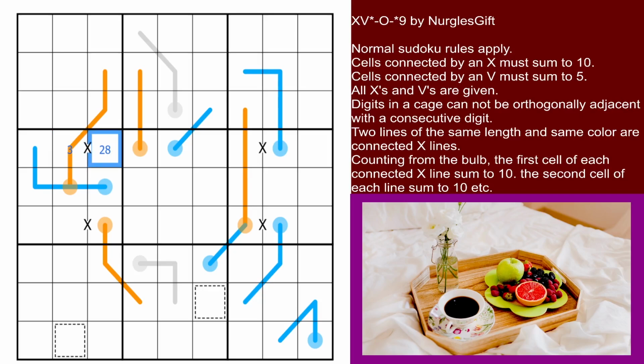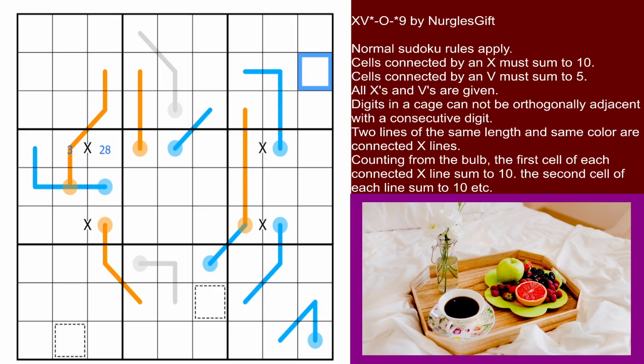Cells connected by a v must sum to 5. Similarly with x, there is a v, but I don't see any v around here. So what does that mean? All x and v's are given. That means that when there is no x in between two cells, they cannot sum to 10. So if this is 3, none of these should be 7, because then they would sum to 10. And also no v's, that means they cannot even sum to 5. So none of these should be 2, because then they would sum to 5, and we do not see any v between them. That is what this negative constant, or all x and v's are given, means.